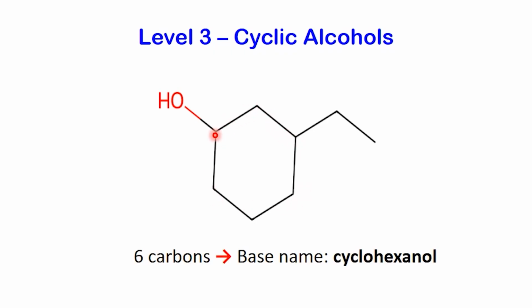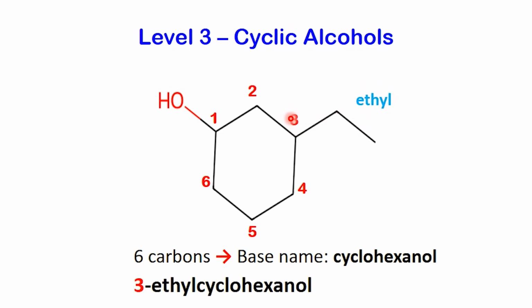Step 1. Identify the parent structure. The ring contains 6 carbons. The base name is cyclohexanol. Step 2. Numbering. The hydroxyl group is carbon 1. Now, choose the direction around the ring that gives substituents the lowest possible number. The ethyl group is located on carbon 3. Step 3. Assemble the name. The final name is 3-ethyl cyclohexanol.